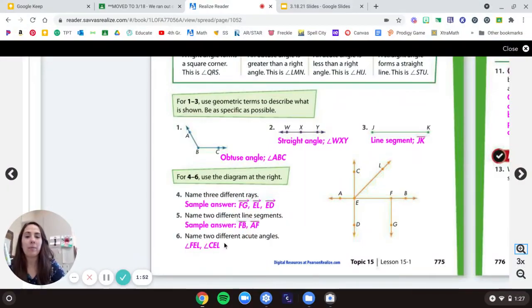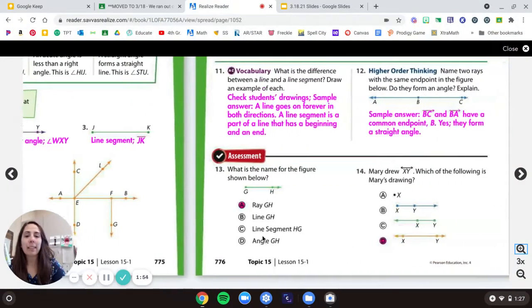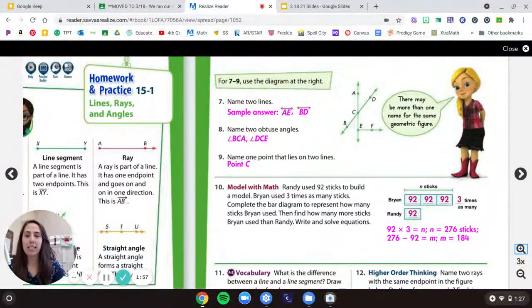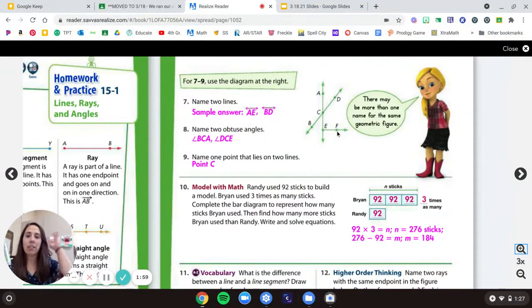But again, when you're naming them, it's important that you have that angle sign right there in front of it. Then on the back, you needed to just do number 8, using this picture, naming 2 obtuse angles. We could have done angle BCA or angle ACB. That would be an obtuse angle. Another one that they found was angle DCE or ECD.